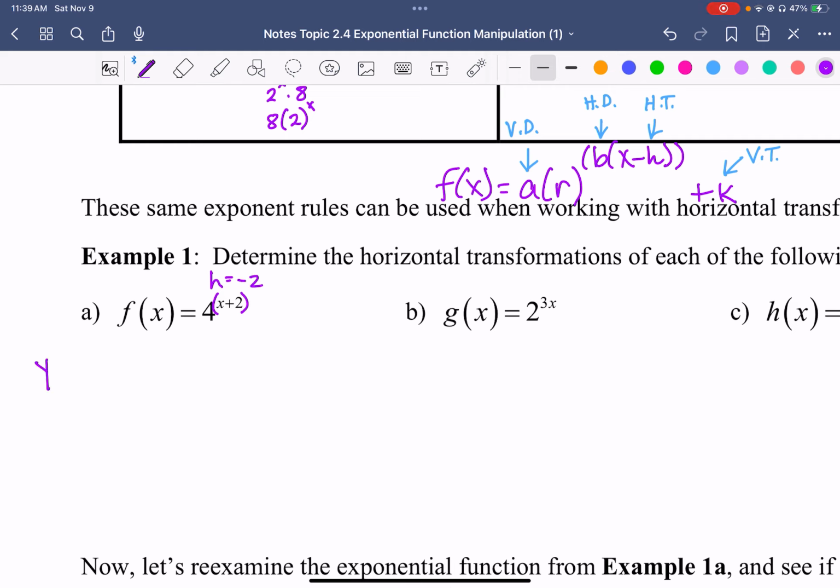So the original function, if I get rid of the 2, would just be 4 to the power of x. So that means that 4 to the power of x is being shifted 2 units to the left.